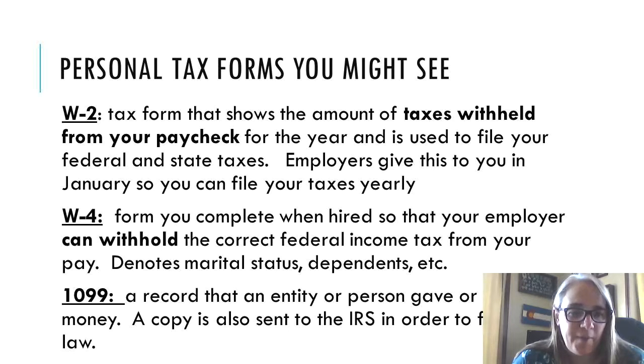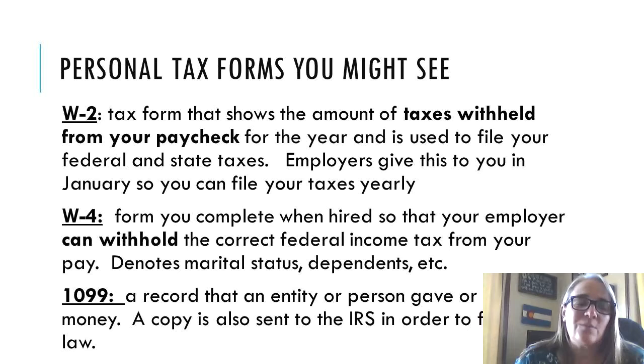A W-2 form has quite a bit of information on it, and we're going to go through that in just a minute on a sample. But first, let's talk about a 1099 form. A 1099 is a record of money that is paid to you when you are not on the books as an employee that is having taxes withheld. A lot of times this is called contract labor.